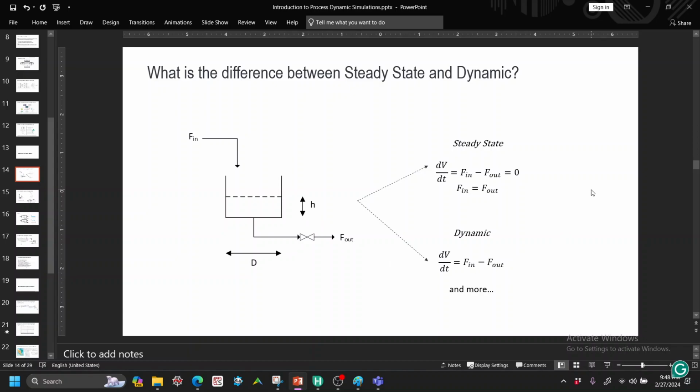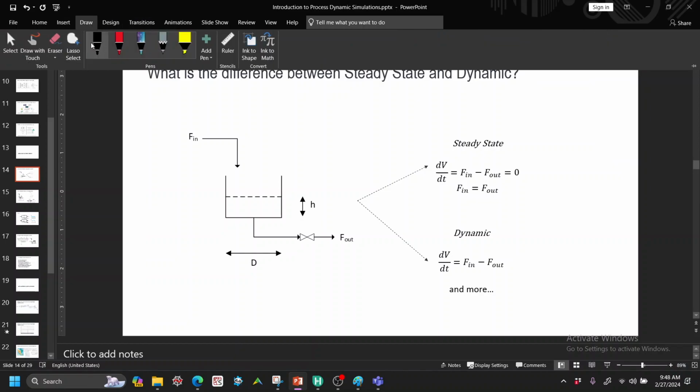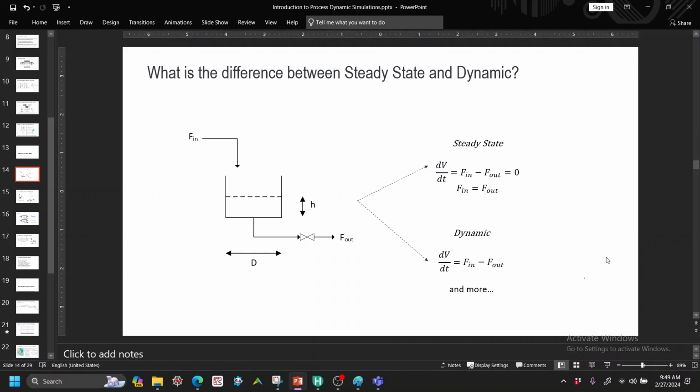Right, so if I can draw, one second, something like that, right? So this is your V. If this is positive, if this is bigger than F out, you will have a curve something like this, right?